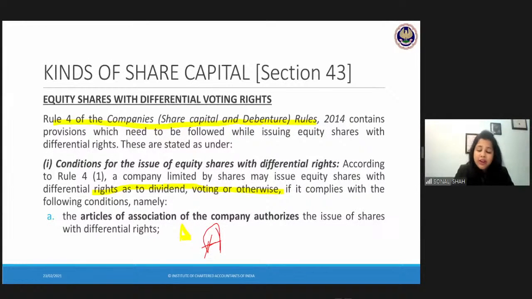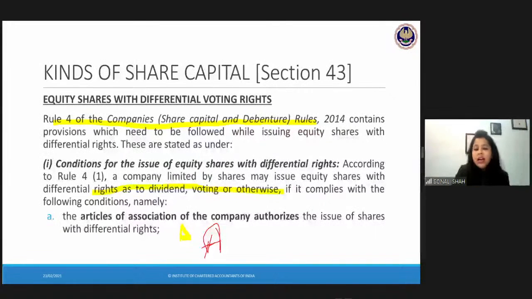So differential voting right will be a reduced voting right. When Tata Motors issued their DVR shares, the dividend was higher. It was 5% for DVRs, higher than what was paid to the equity shareholder. But voting rights were 1/10 of that of an equity shareholder. So this is what is understood by equity shares with differential voting right.